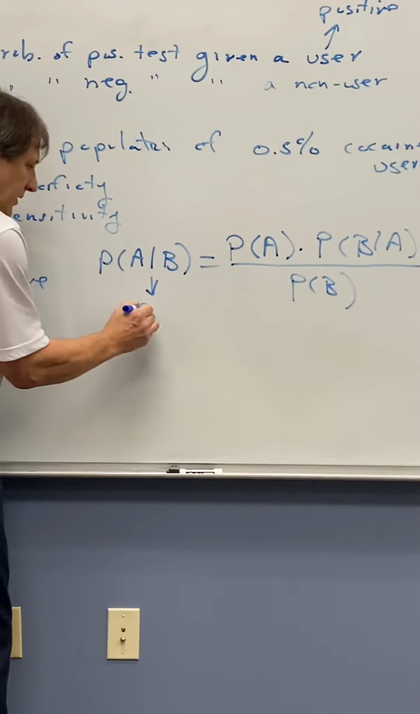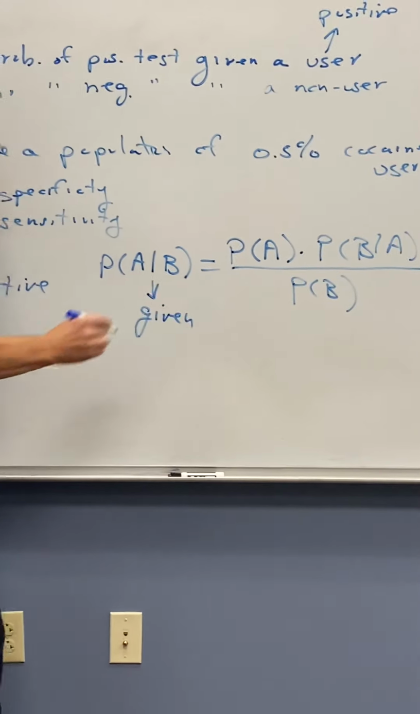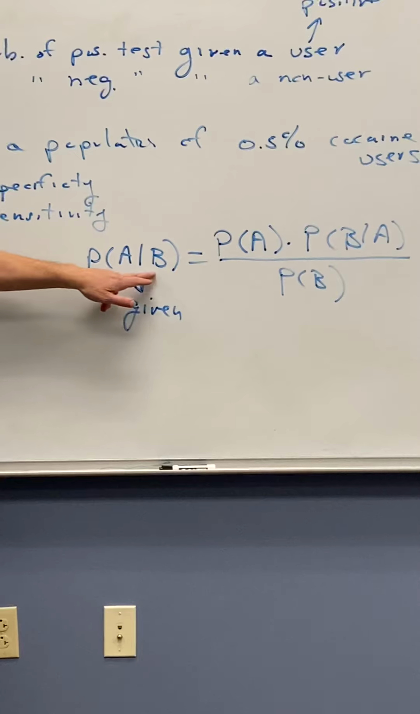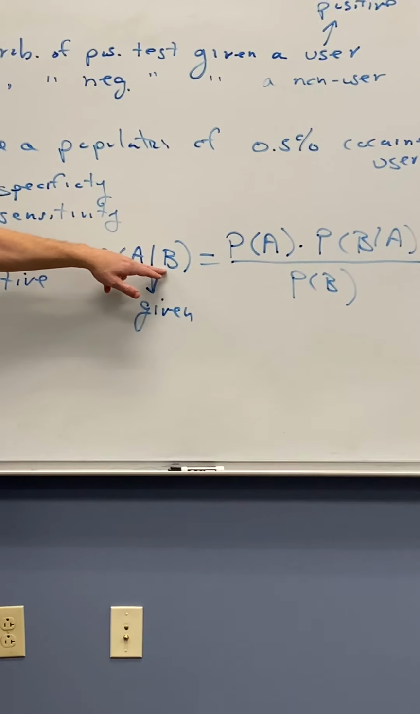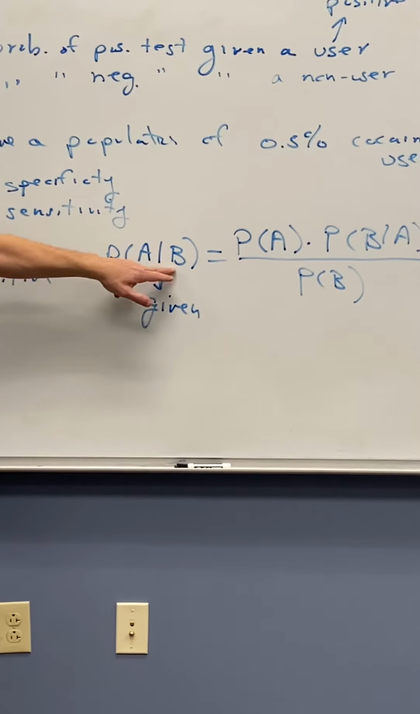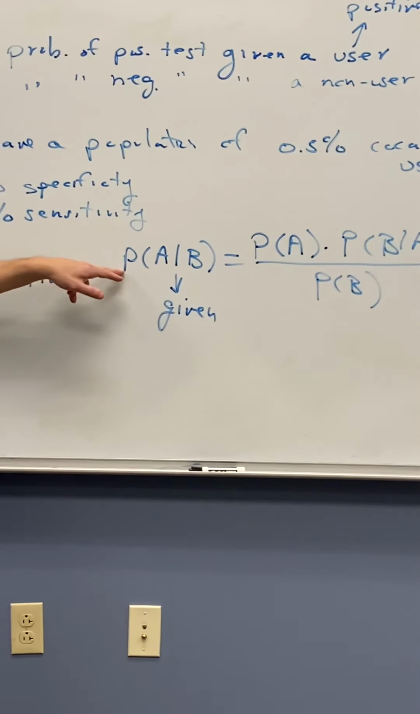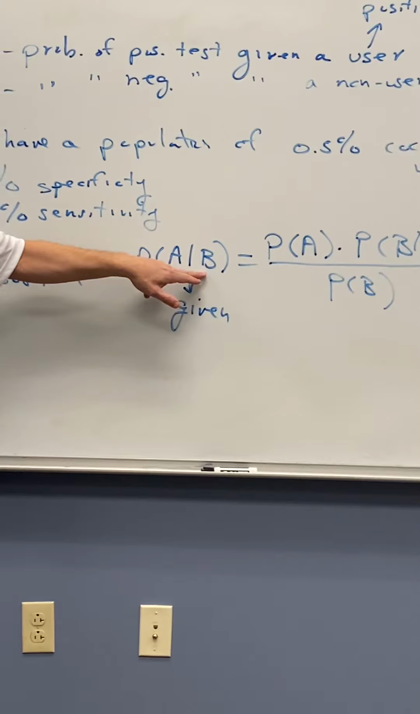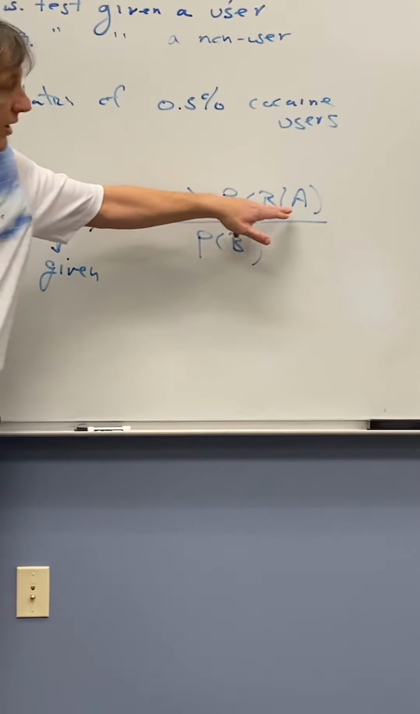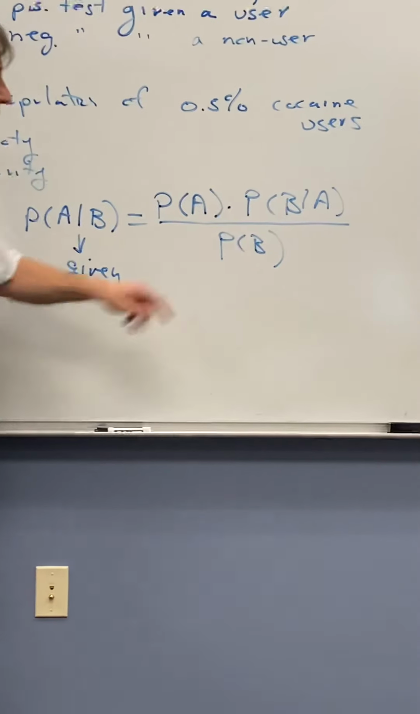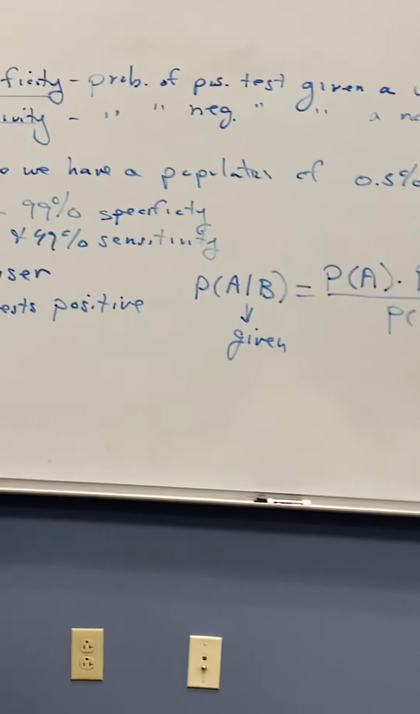Recall, this symbol means given. And what do we mean by given? It means we've established what follows this vertical bar. So another word for given is assuming. So assuming we have B, right? So this is the probability of A, assuming we know B to be true, equals probability of A times the probability of B, assuming we know A to be true, over the probability of B.